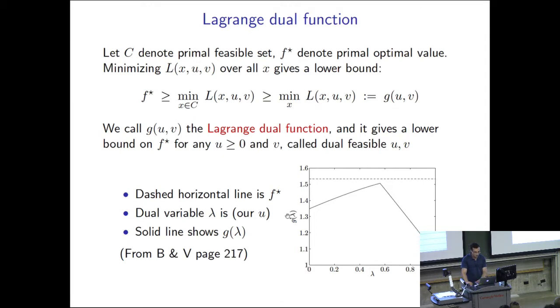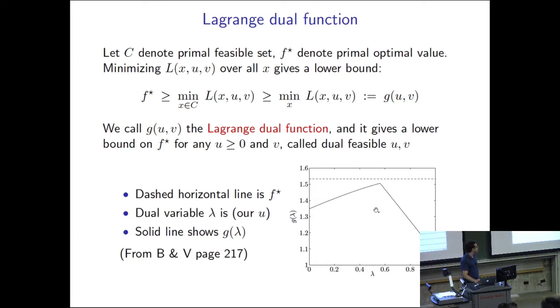Here, carrying forward that example that I showed you in the last slide, this dotted line is f star in this simple problem, the optimal value of our primal problem. As I varied u in this picture, remember that v was vacuous in this example because there's no equality constraint, I trace out a different number, g of u, and that's called the dual function. This is the Lagrange dual function we're plotting as a function of u. And for every u that's bigger than or equal to 0, if I continue indefinitely in this way, it's going to lower bound the primal criterion.